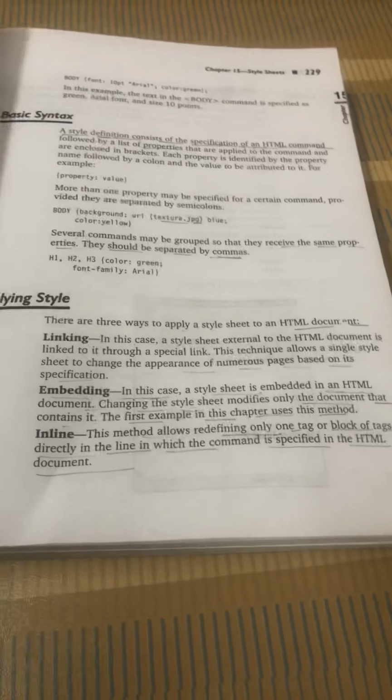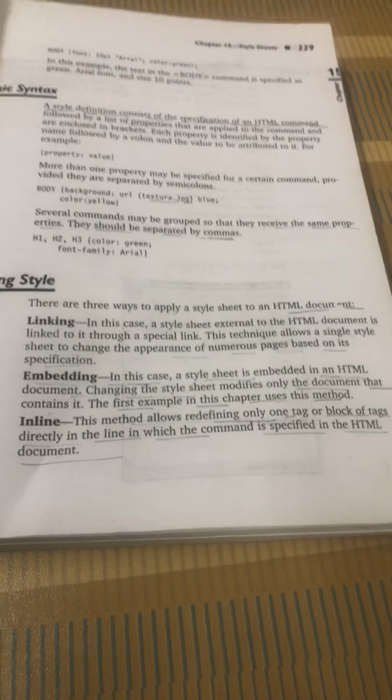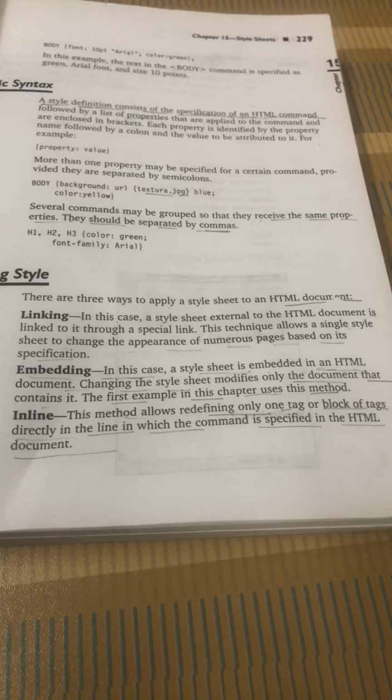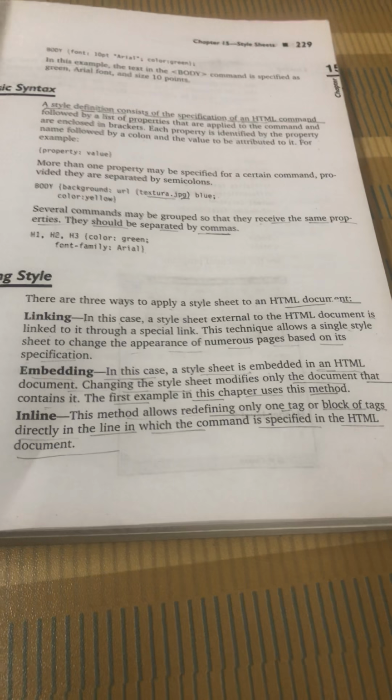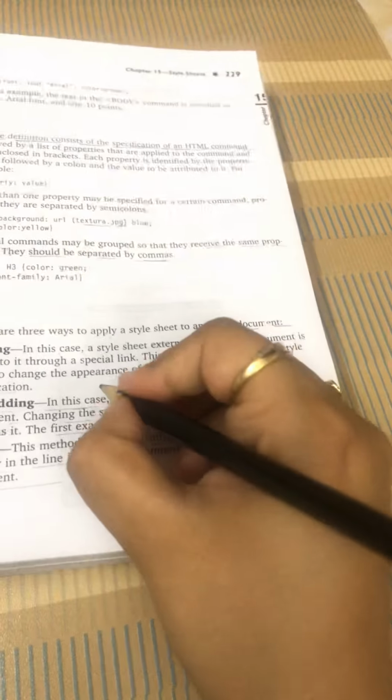Now to apply this style to your web pages, there are three options. First is linking. In this, the style sheet is external to the HTML document. That is, we create a separate HTML document and a separate style sheet. The style sheet is generally saved with .css extension.